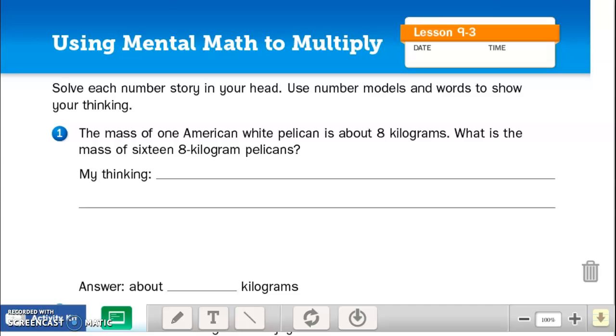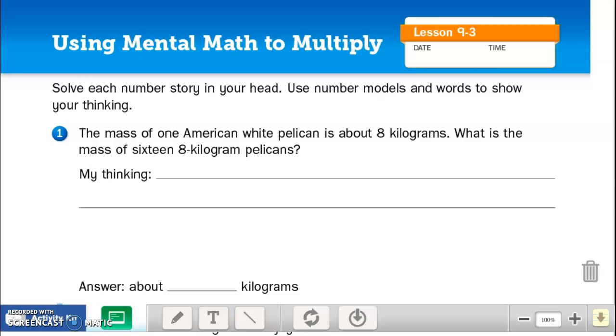So on these we will continue on mass and thinking about extended facts and how to work these problems out. Number 1 says, the mass of one American white pelican is about 8 kilograms. What is the mass of 16 8-kilogram pelicans? Show my thinking. So they're on the lines. They want you to show your thinking.